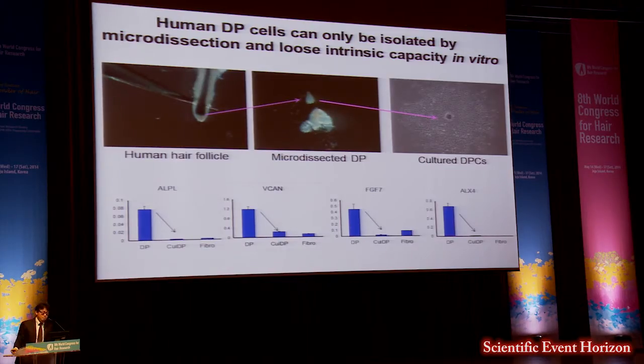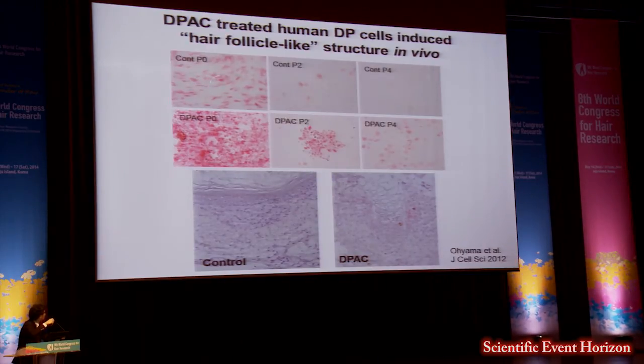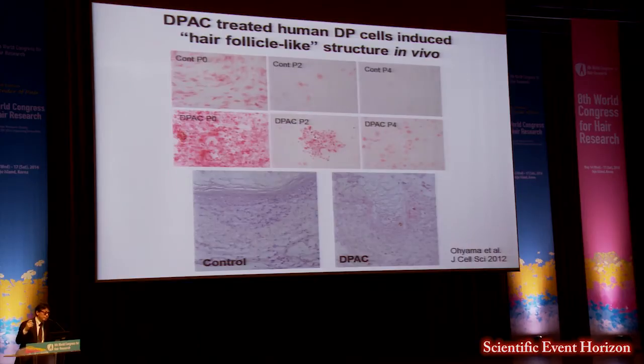Expressions are lost. The partial restoration and maintenance of the deep B cell property is possible. For example, in this case, we developed the culture condition we call dermal papilla activation culture condition, or DPAC. This is a culture media containing the activators for the Wnt, FGF, and BMP signaling pathways.